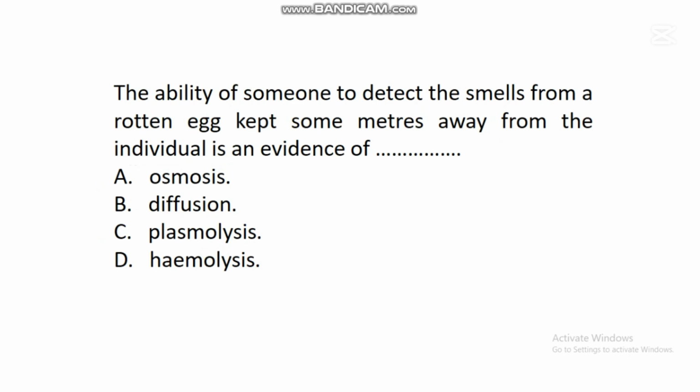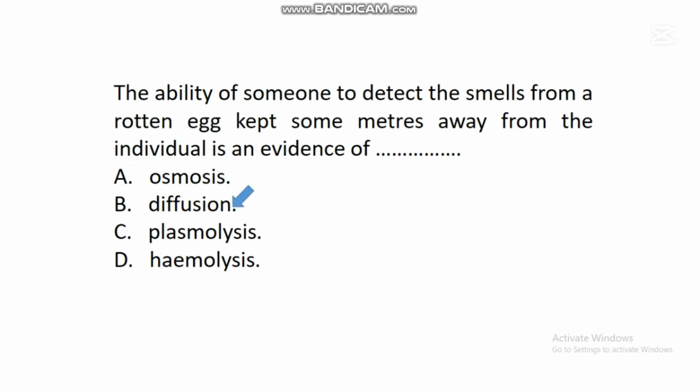The next question says, the ability of someone to detect the smells from a rotten egg kept some meters away from the individual is an evidence of dash. A. Osmosis. B. Diffusion. C. Plasmolysis. D. Hemolysis. In this question, the correct answer is B.